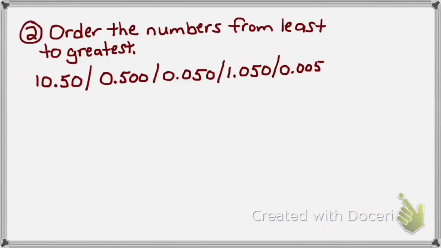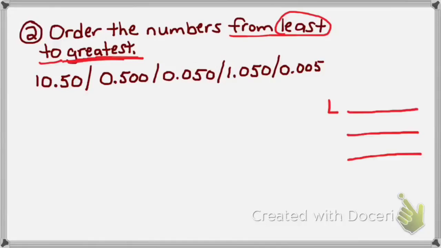Let's take a look at example number 2. Example number 2 says order the numbers from least to greatest. So go back to my question. I need to know least to greatest. I'm going to set myself up for my answer. I need to start with least, so I'll write my L. I notice they have 5 numbers, so I'll put 5 lines. First one next to my L, because that will be my least. 2, 3, 4, 5, and the greatest will be on the 5th line. So that will order me from least to greatest.